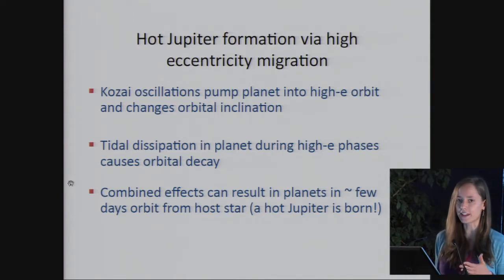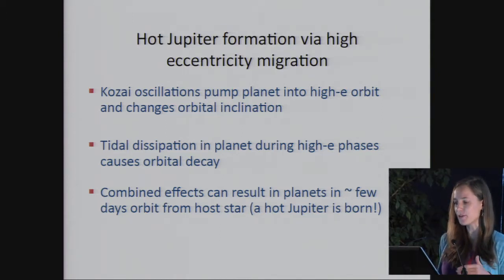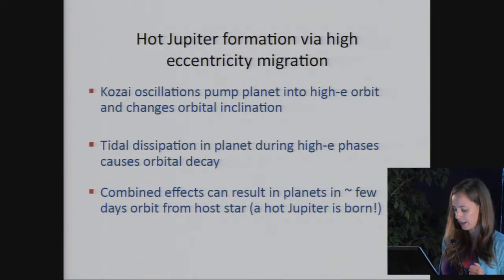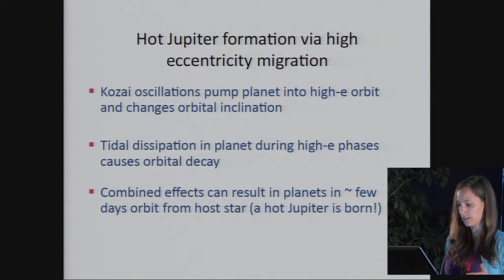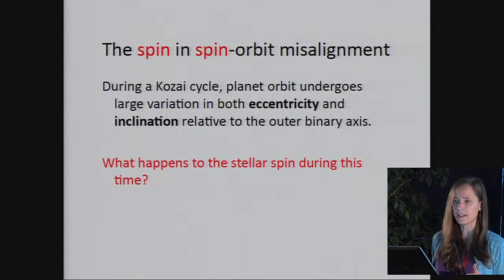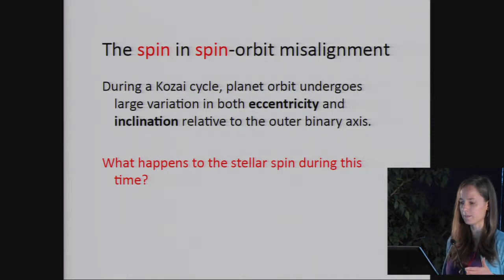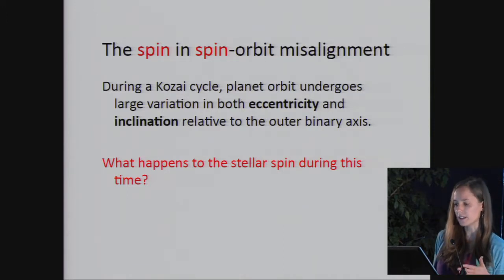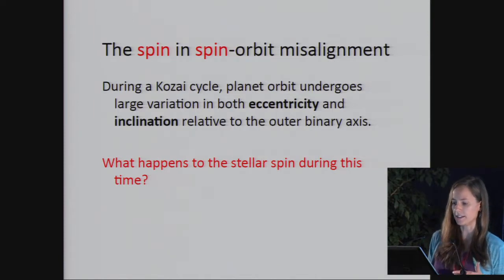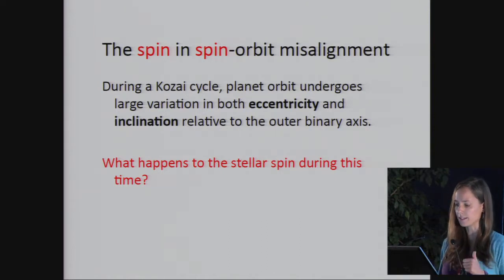So this is sort of the standard picture behind this Kozai high E migration, and this has been looked at in lots of detail by other groups. And so what our group is interested in is understanding the spin in spin orbit misalignment. So we know that during this Kozai cycle, the planet orbit is changing in both eccentricity and in the inclination relative to this outer binary orbital axis. And so we want to know what is going on with the stellar spin.